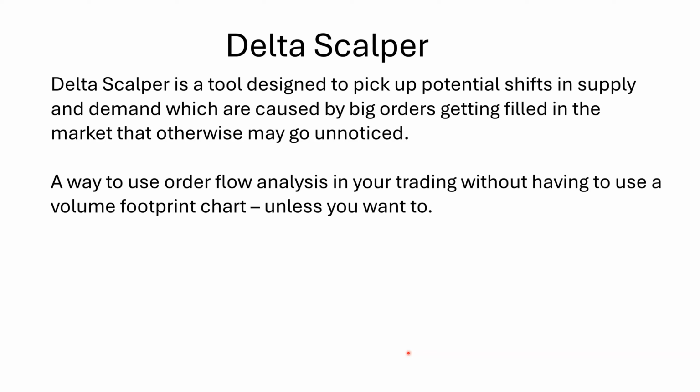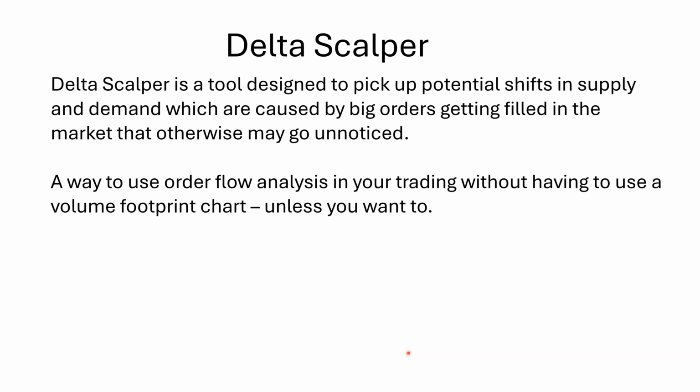The Delta Scalper is a tool that you could add to your trading without having to use a volume footprint chart unless you want to. Some people like to trade just off of candlestick charts, and that's fine. Delta Scalper was designed to run on candlestick charts. But again, many order flow traders use it with their footprint chart as well.